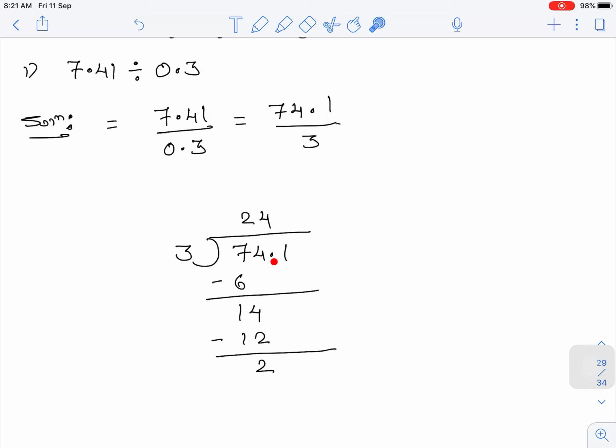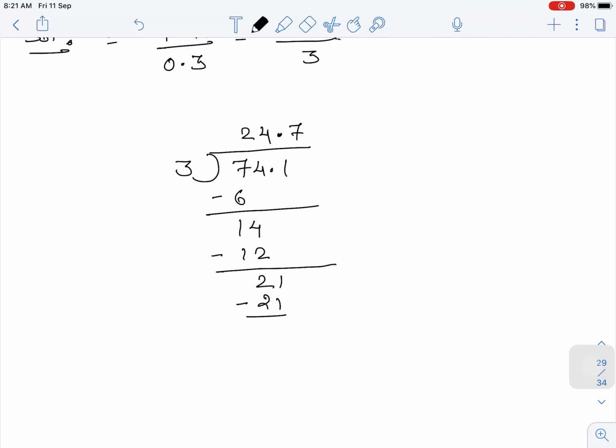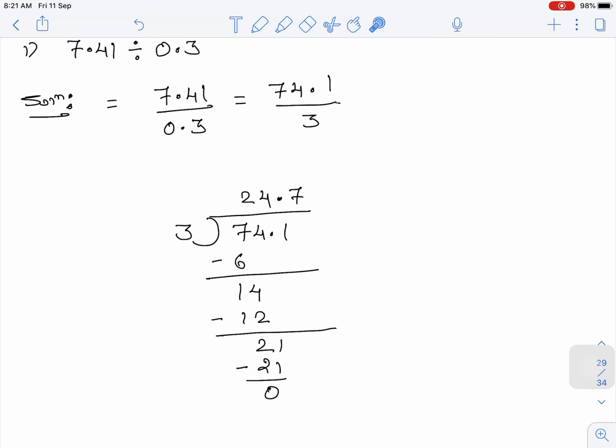Now next the decimal is present, so we keep this decimal over here, and the next number, that is 1, we bring directly here. So now we have 21. 3 7s are 21, remainder 0. So what is our answer? 74.1 divided by 3, that is 7.41 divided by 0.3, equals 24.7. In this way you have to solve it.